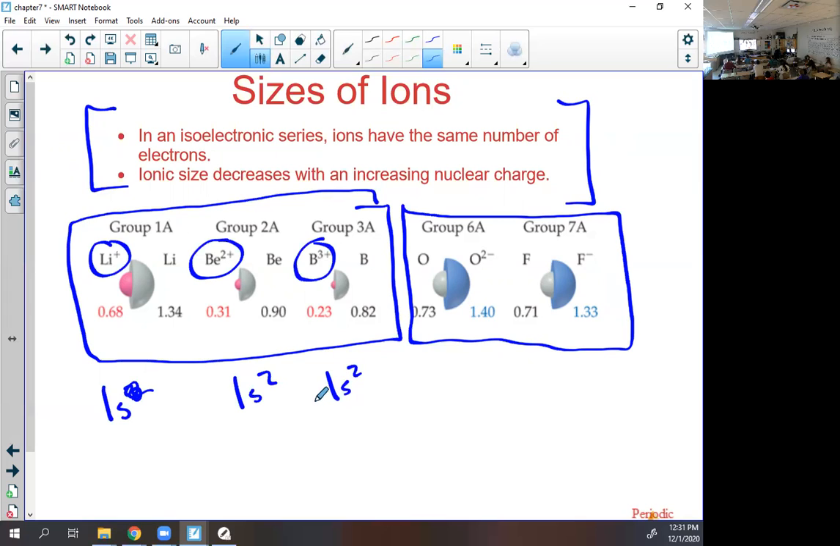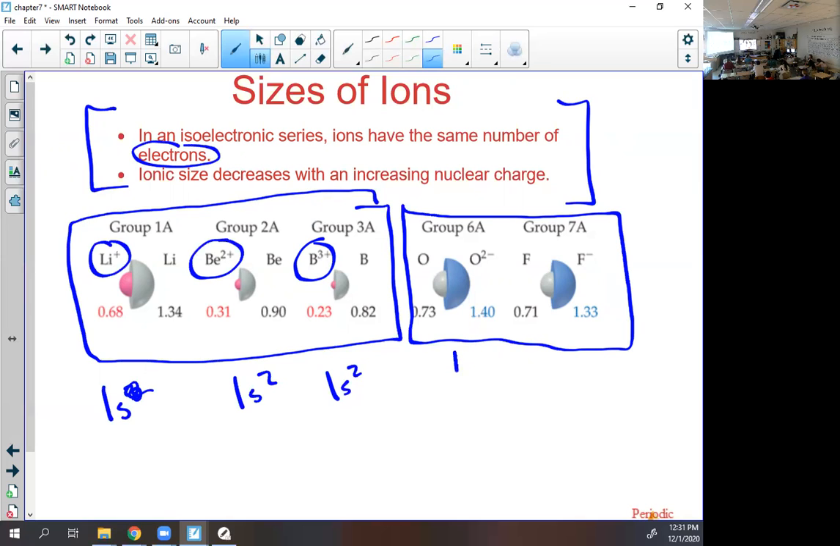All right, so they all have the same number of electrons, but we'd say boron is smaller, just like we would have with the atoms, because boron has a greater effective nuclear charge. Whether it's an ion or not, it doesn't matter, as long as they have the same number of electrons. It just follows the same idea.